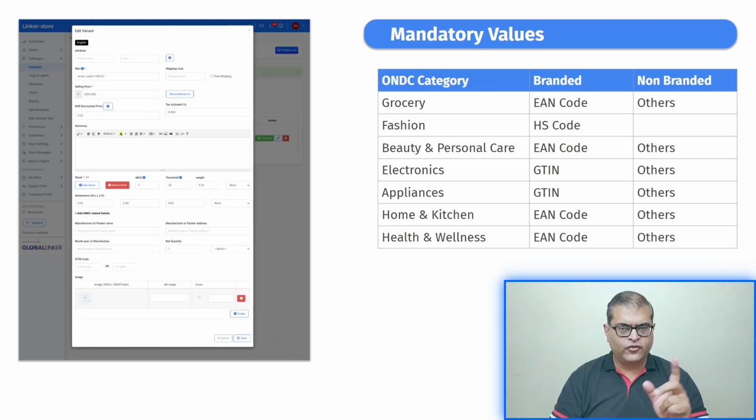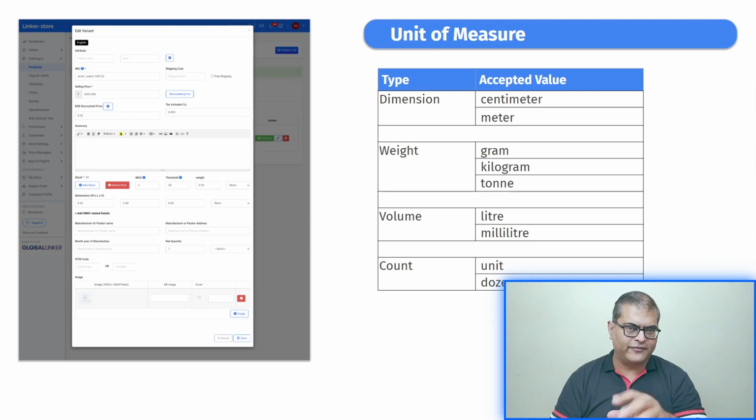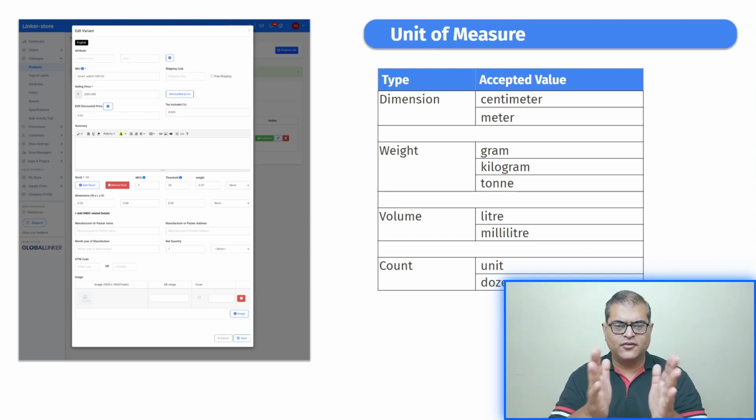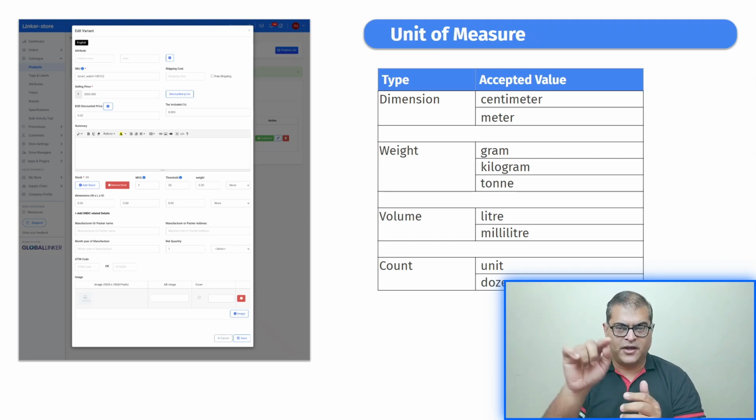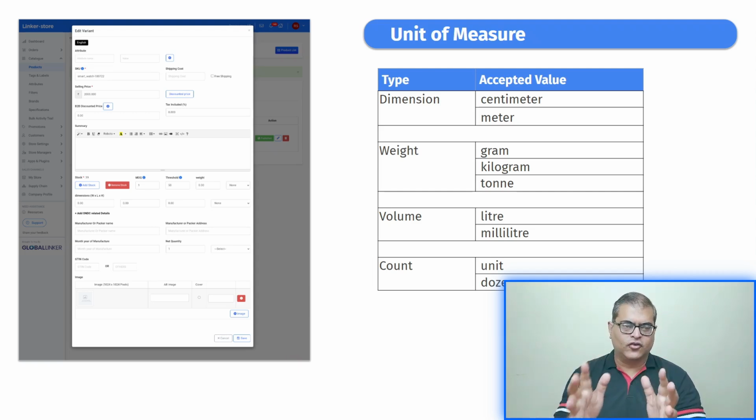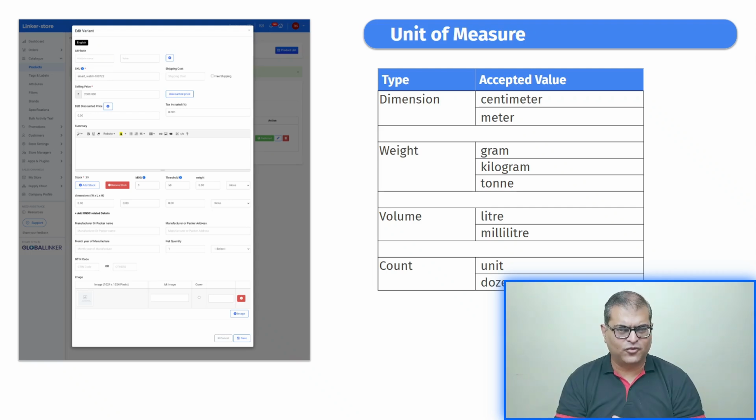Now, there was a requirement for using standardized units of measure. So that is also something that we have captured in the presentation. So here you can see if it is dimension, then centimeter and meter, and you should use the exact terminology. If it is weight, then it should be gram, kilogram, again lowercase, or ton. Volume, it is liter or milliliter. Count, it is unit or dozen, right? So these are the values that you should use, and you'll be getting a link to download this presentation, so you can use the values from here, or they are available on the seller panel as well.